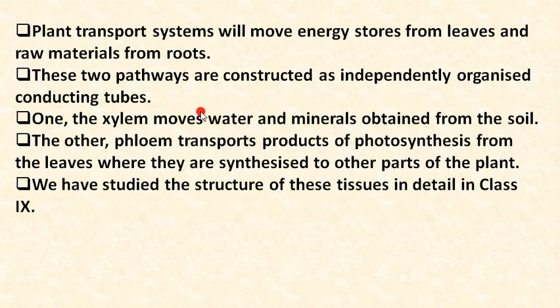So there are conducting tubes, as I already said about pipelines. Pipeline is an informal word, but conducting tube is a formal word, suitable for our plants. Now there are two pathways: the energy storage in leaves and the raw materials from the roots. So one is the xylem. Here is a very important term, xylem. Xylem moves water and minerals obtained from the soil.